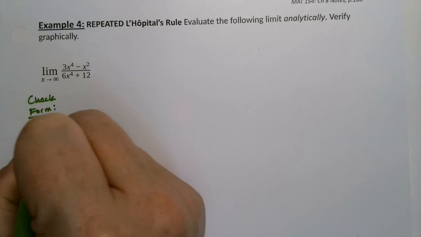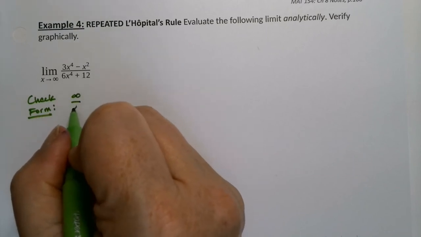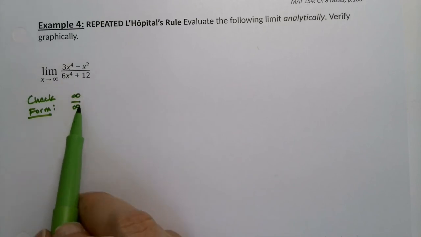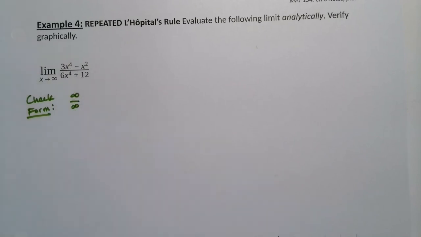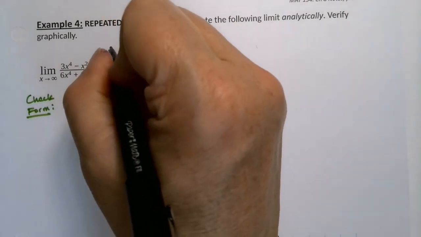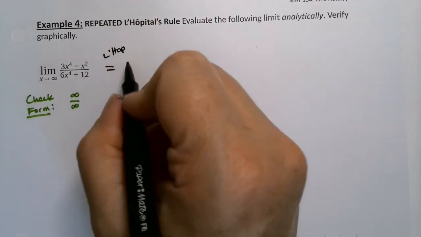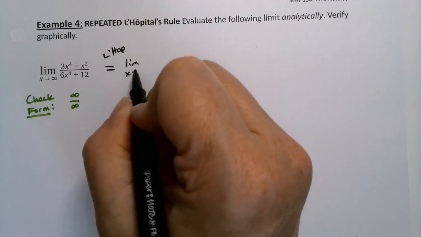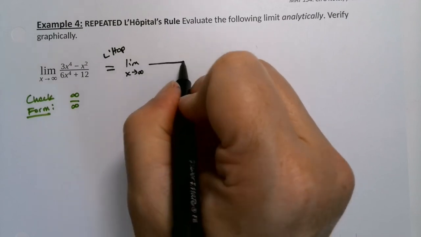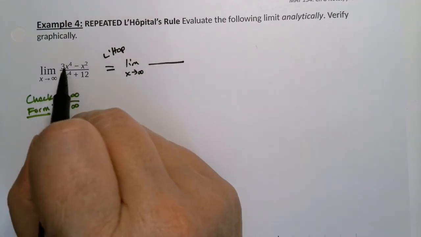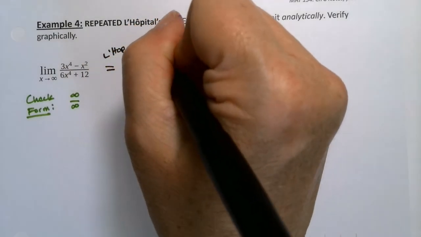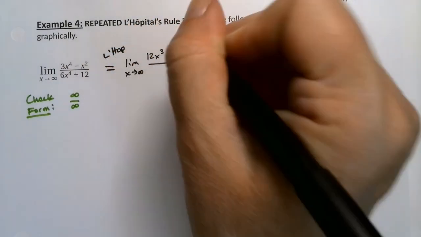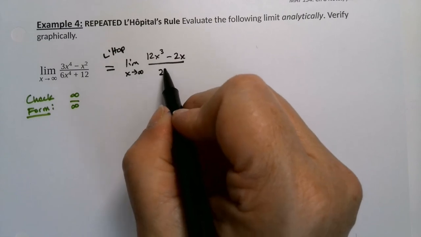And I'm just doing it in my head. I don't really need to show the substitution all the time. So it's going to be infinity over infinity. Okay, so then let's use L'Hopital's rule. According to L'Hopital's rule, this should be equal to the limit as x goes to infinity of, take the derivative. So the derivative of this is 12x cubed minus 2x divided by 24x cubed.